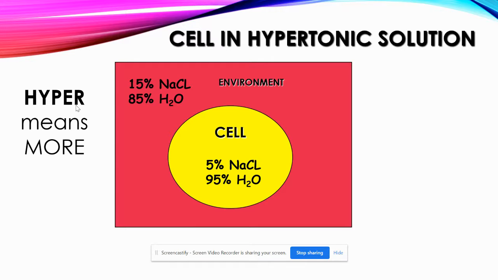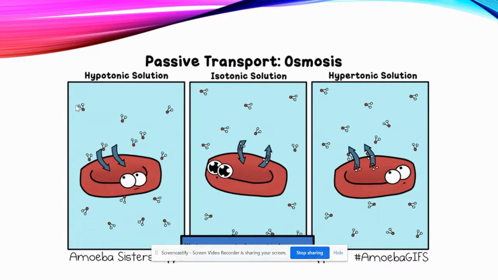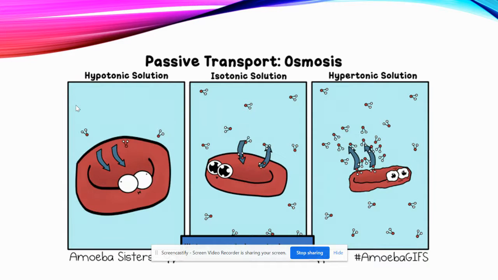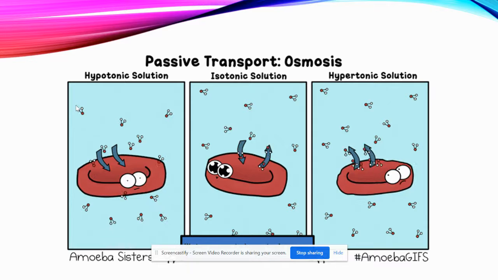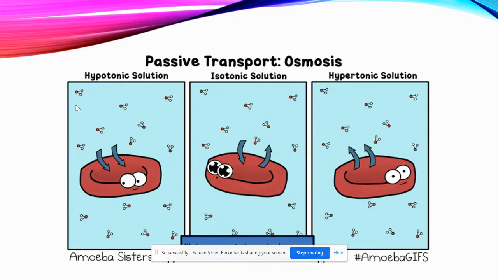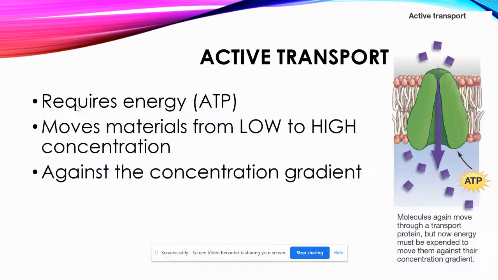Hyper means more or high. So we have a higher salt concentration, 15% outside, 5% inside. Where's the water going to go? Water loves to go where the salt is, so it's going to go outside the cell. And that will cause the cell to shrivel up and die. So when we see this GIF, hypotonic swells up, isotonic's happy, hypertonic shrivels up.